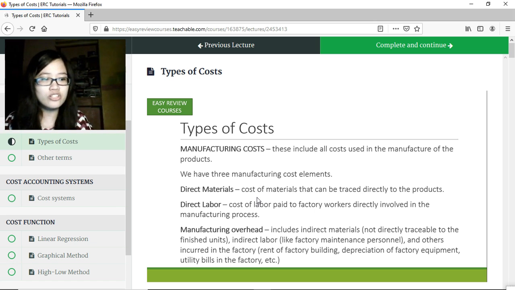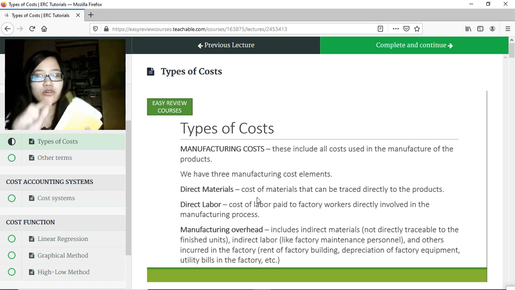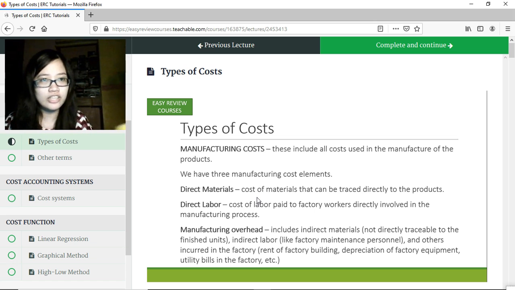So lahat ng workers na nagtrabaho para buuin itong notebook na to, from yung pagpo-produce ng paper, tapos pagka-cut, and then pagbubuo ng how many leaves sa isang notebook, paglalagay ng cover, and then of course yung paglalagay nitong yarn on the side. So lahat ng tao na involved dun sa factory work, okay, in the manufacturing process, we call that direct labor, okay? And then we have itong manufacturing overhead, last manufacturing cost element natin.